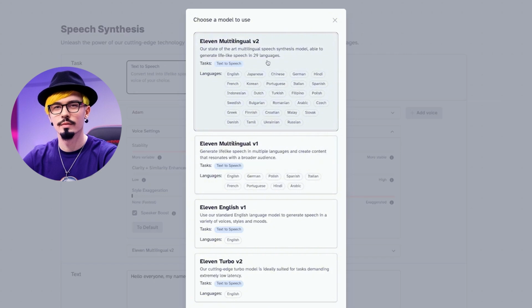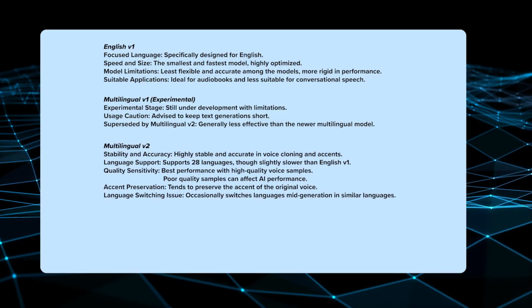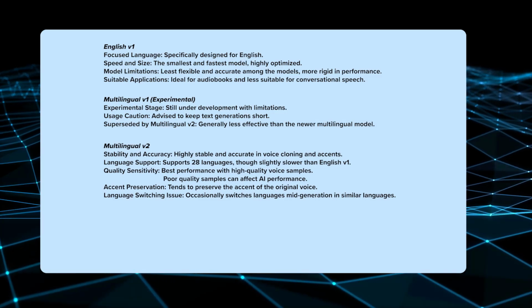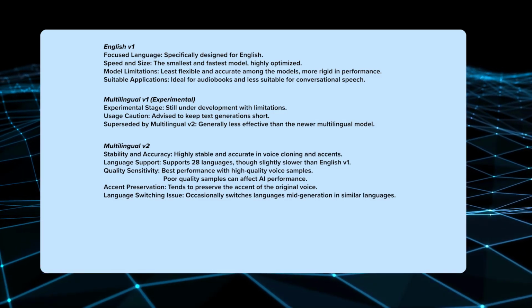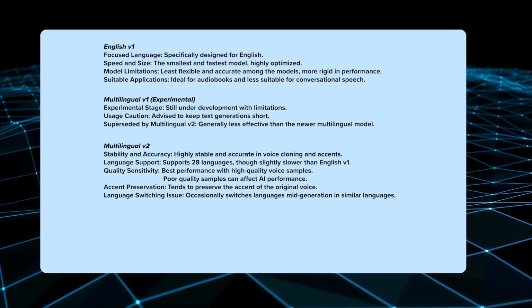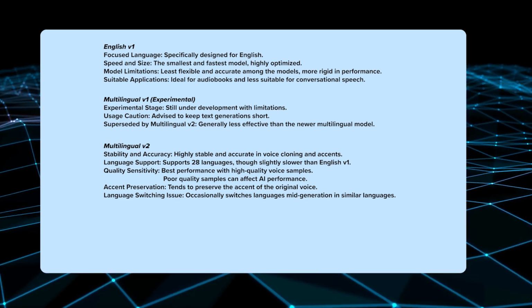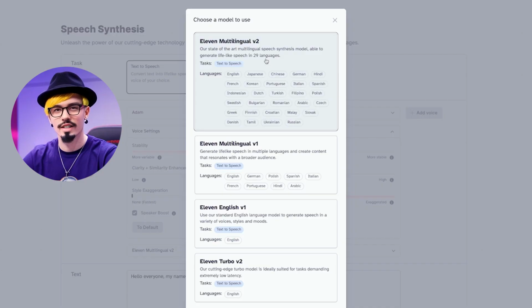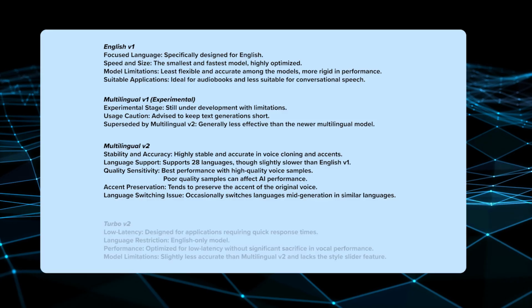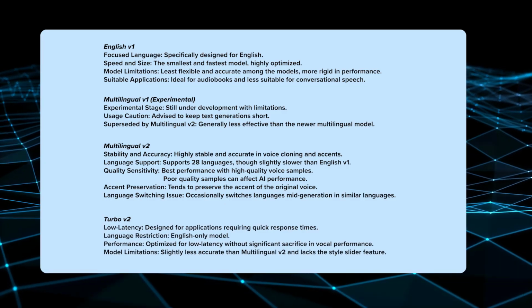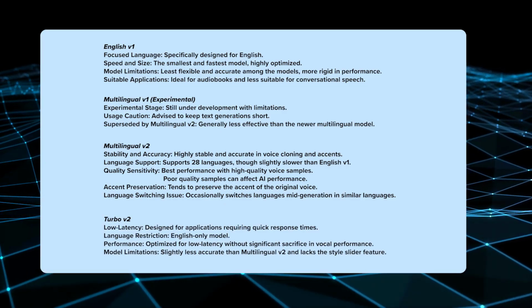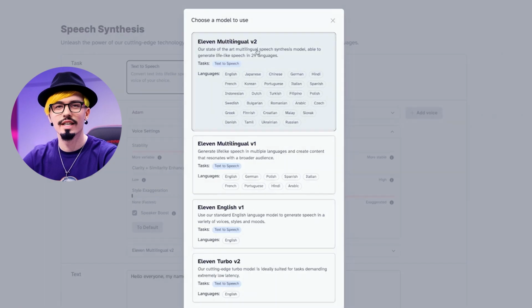Then we've got Eleven Multilingual V2, which is a much more advanced version, supporting 28 languages, Japanese, Chinese, Korean, and many European languages. And this one's basically more stable, with more diversity within the languages, and also better accent accuracy. And then finally down here, we've got Eleven Turbo V2, which is optimized for real-time, low-latency applications in English dialects. So I actually just always leave it on multilingual V2.